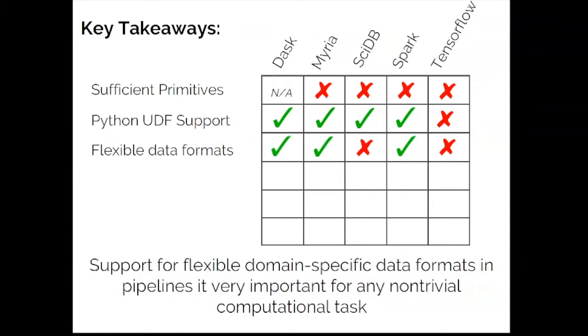Data formats: in astronomy, or in science, we tend to use very specific data formats. Like in astronomy, we tend to use FITS, the Flexible Image Transport System. Or in neuroscience, there's another data format that's been developed and used over the last 10 years. And we found that only a few of these systems were able to handle these data formats natively, and the others had to do a lot of translation of data, which slowed things down along the way.